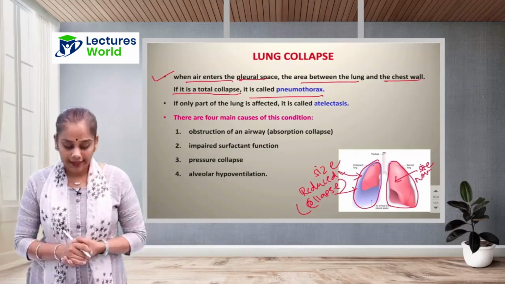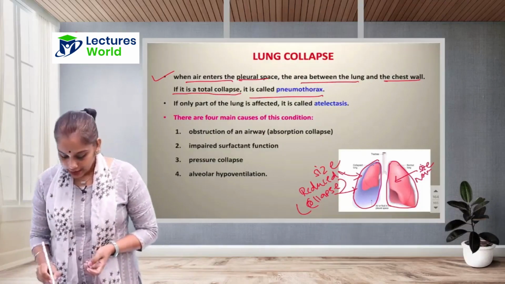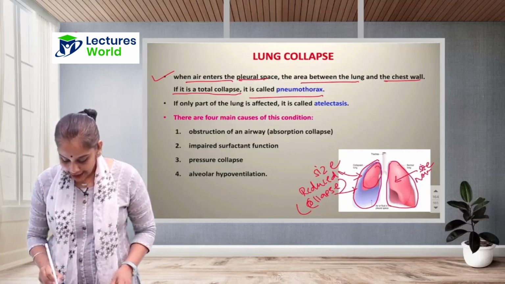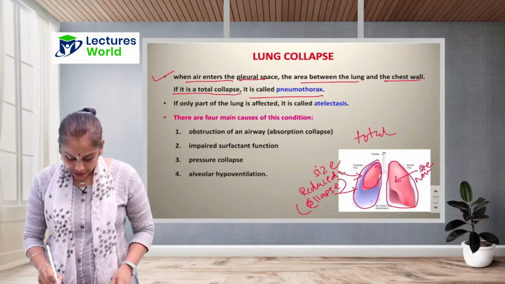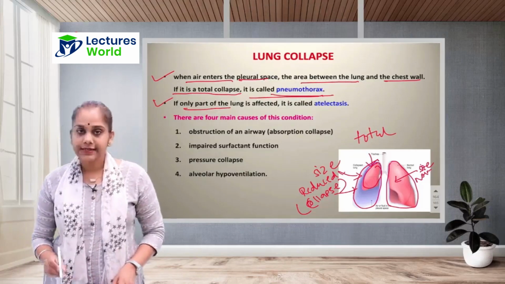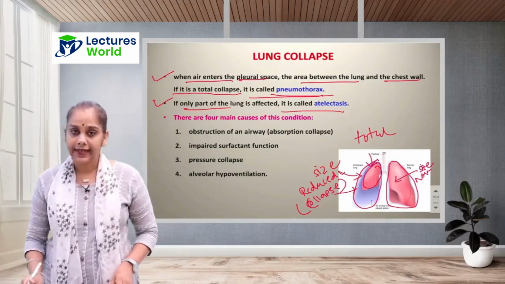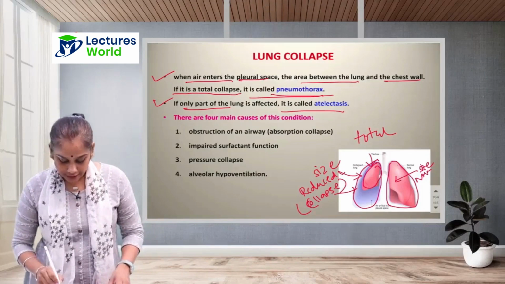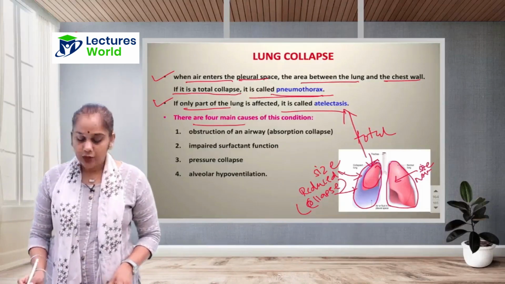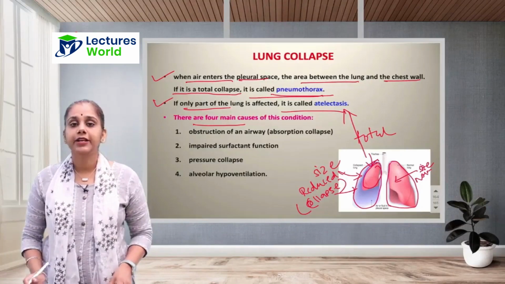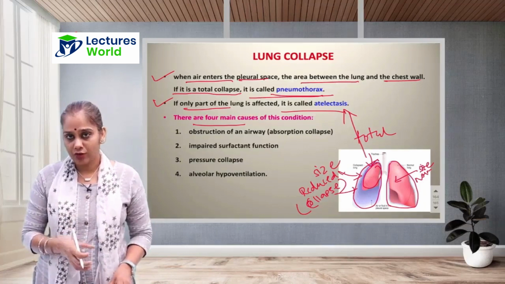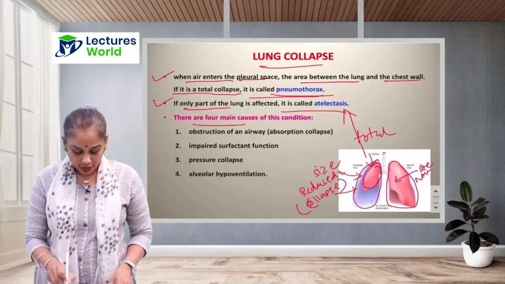What is lung collapse? The lung is collapsed, or we can say there is a total collapse. That is known as a pneumothorax. If only part of the lung is affected, that is known as atelectasis. Sometimes only the lobes collapse. So this is the condition, lung collapse.